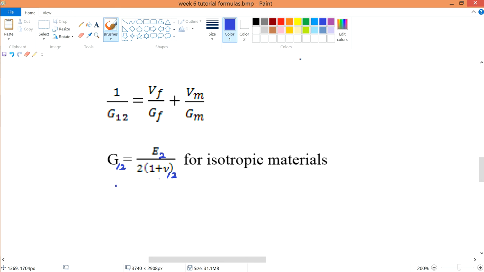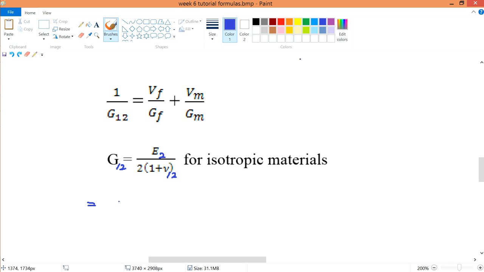You may wonder what if they ask us to find G21. In fact, G21 is equal to G12. It's just shearing, so in the matrix, shearing is the same. Okay, I may be wrong, but that's what I believe. So this is the equation for your G12. Once you have this, this is your Poisson ratio 1-2. We have this 2 already.